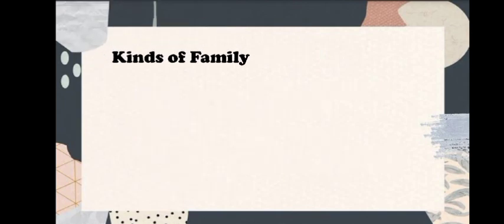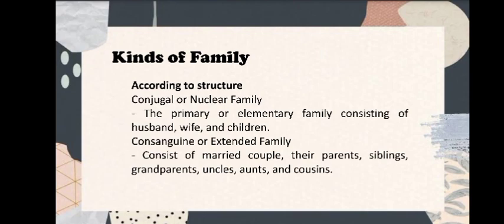Kinds of family according to structure. Conjugal or nuclear family is the primary or elementary family consisting of husband, wife, and children. So, nuclear family is defined as parents and their minor children who are living under one roof.